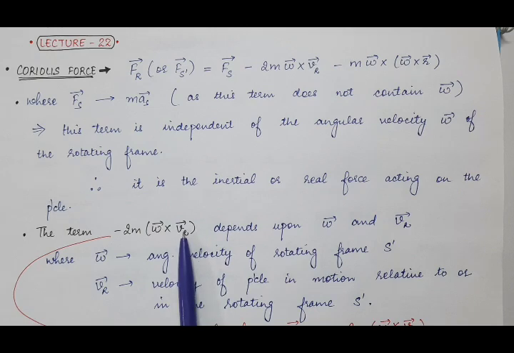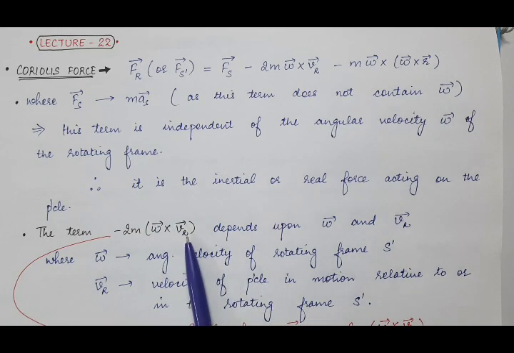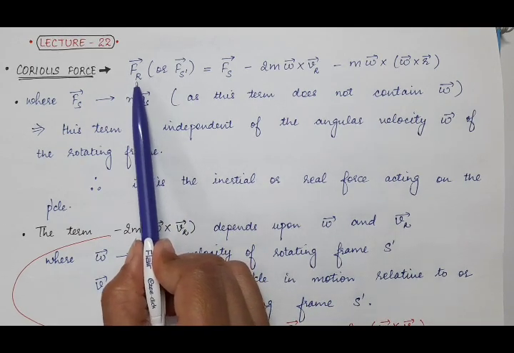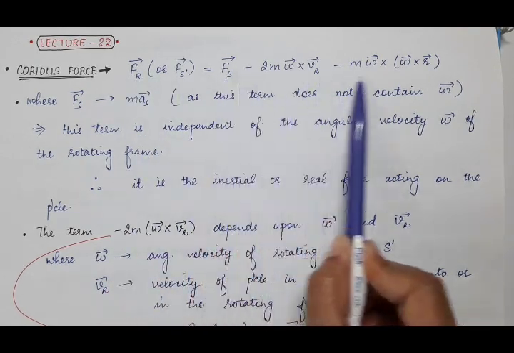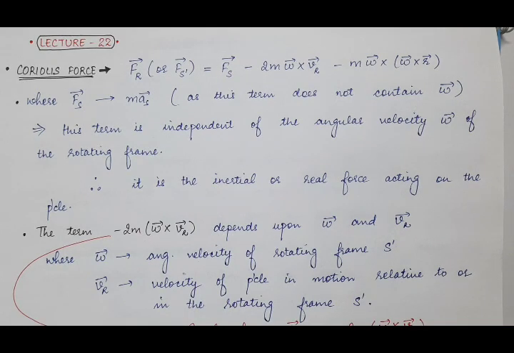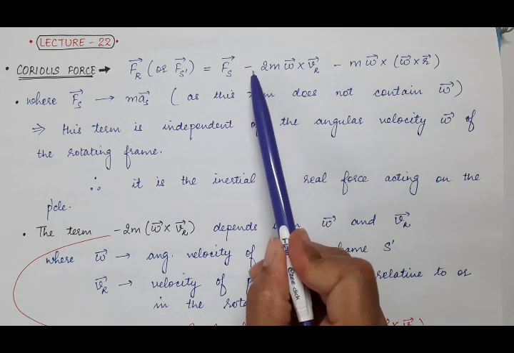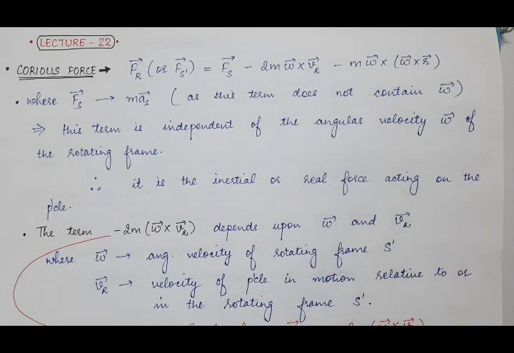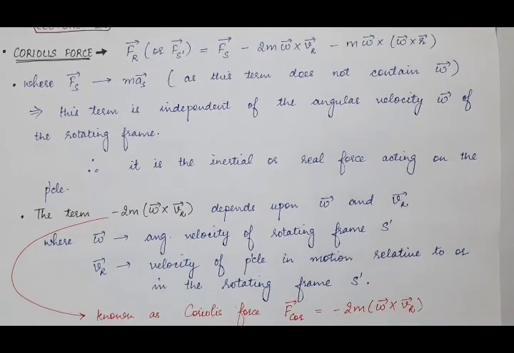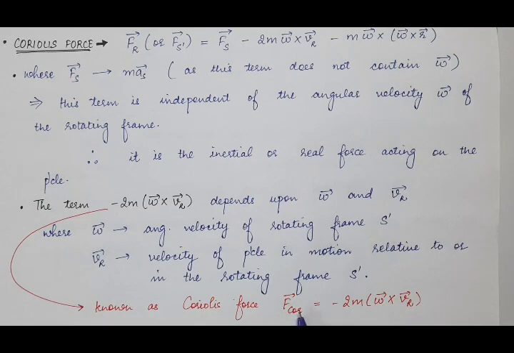And what is this Vr vector? It is the velocity of the particle which we are considering in the rotating frame S dash. So now you can see, as the left hand side represents force, all the terms on the right hand side will also represent force. It means this term, minus 2m omega cross Vr, represents force. But which force? It is known as Coriolis force. So this Coriolis force is equal to minus 2m omega cross Vr.